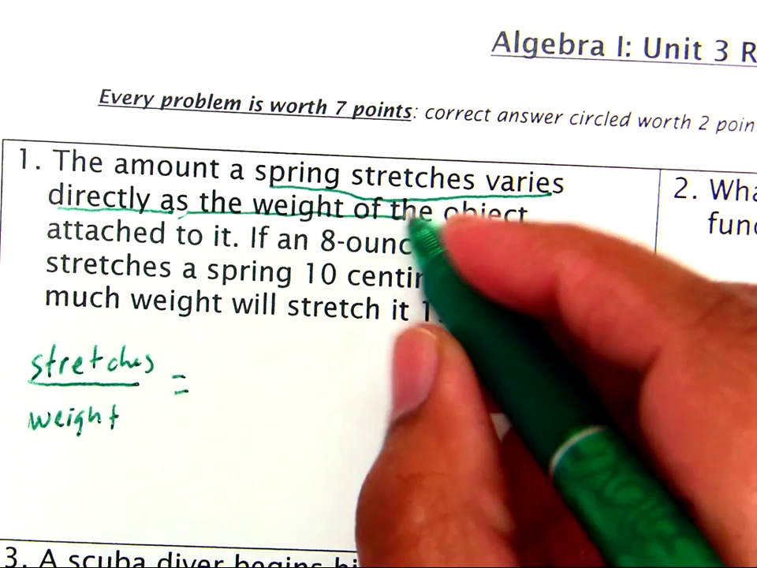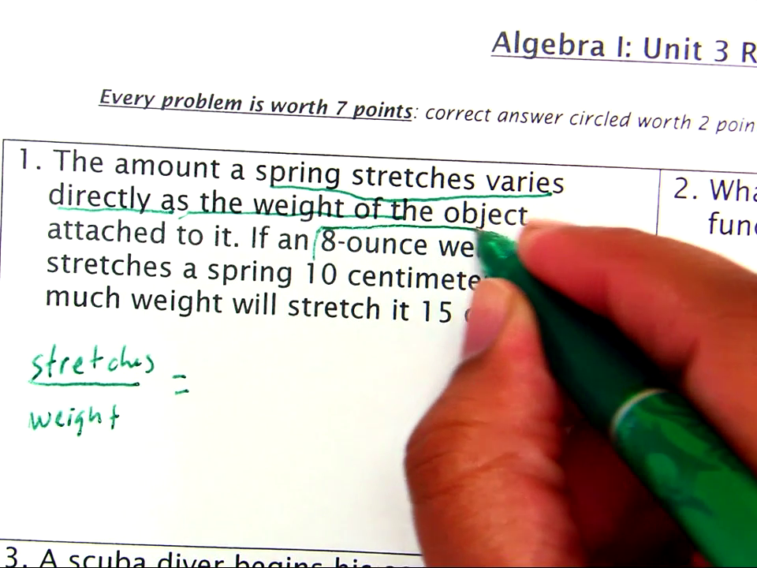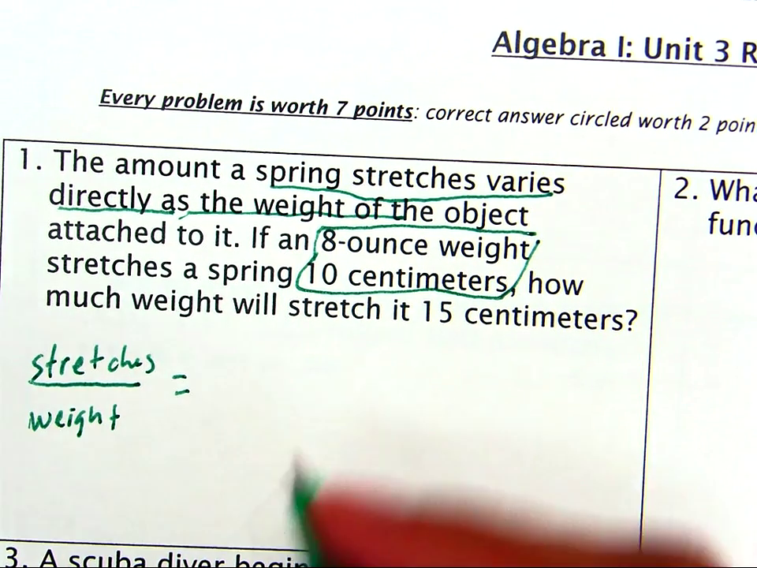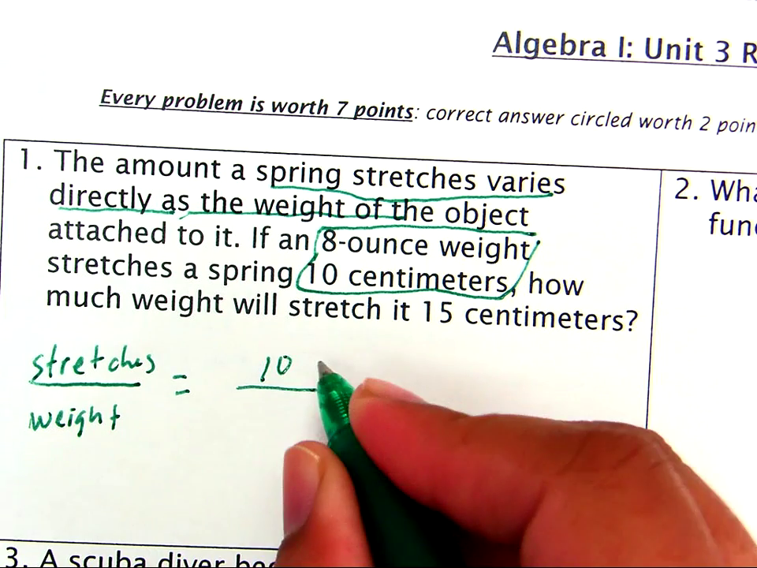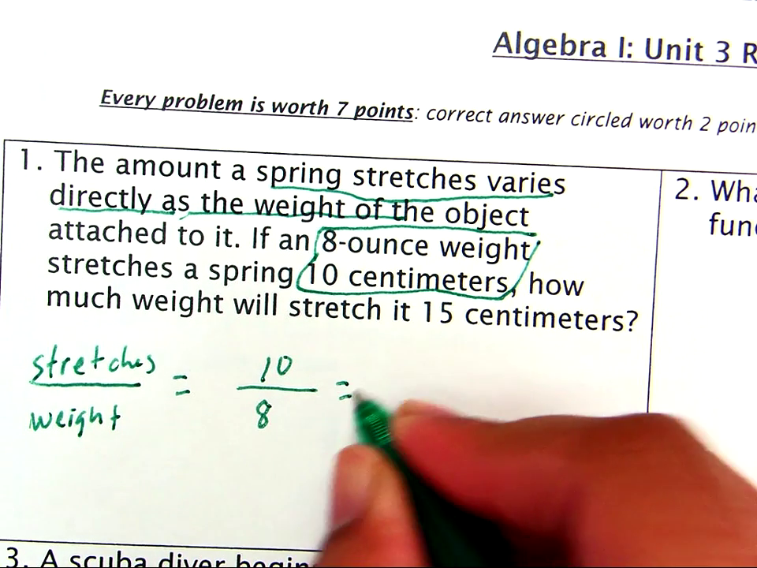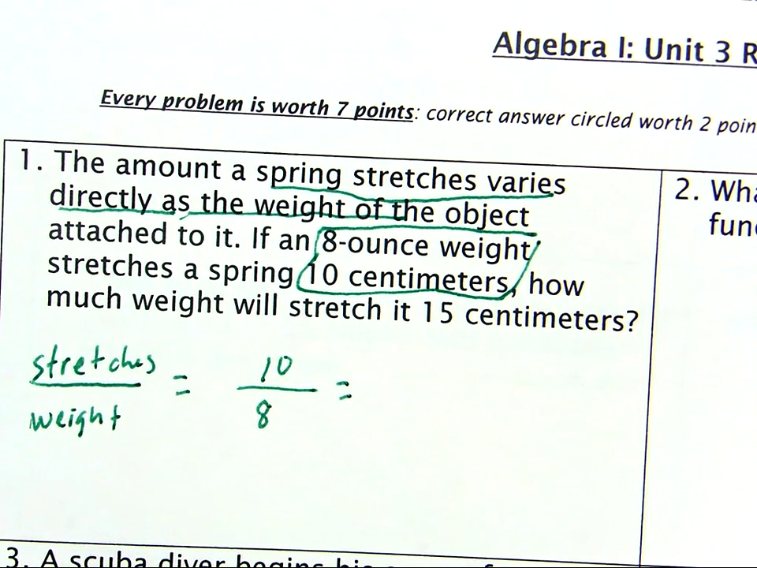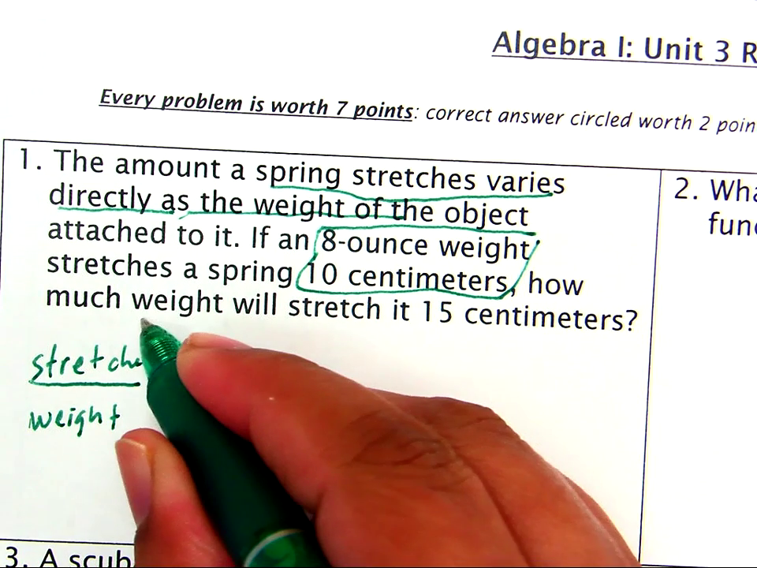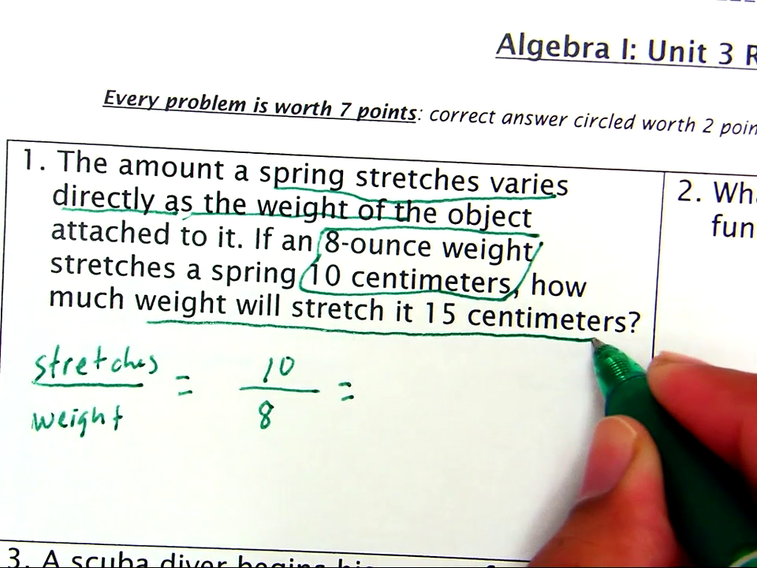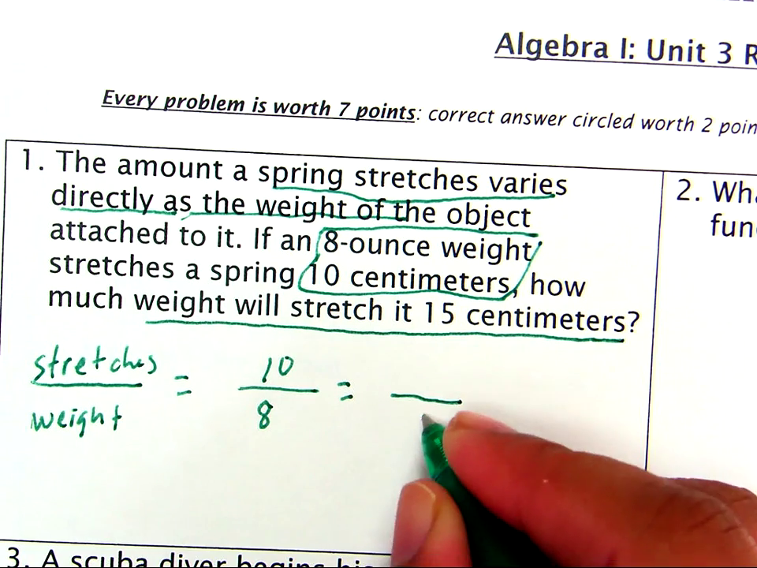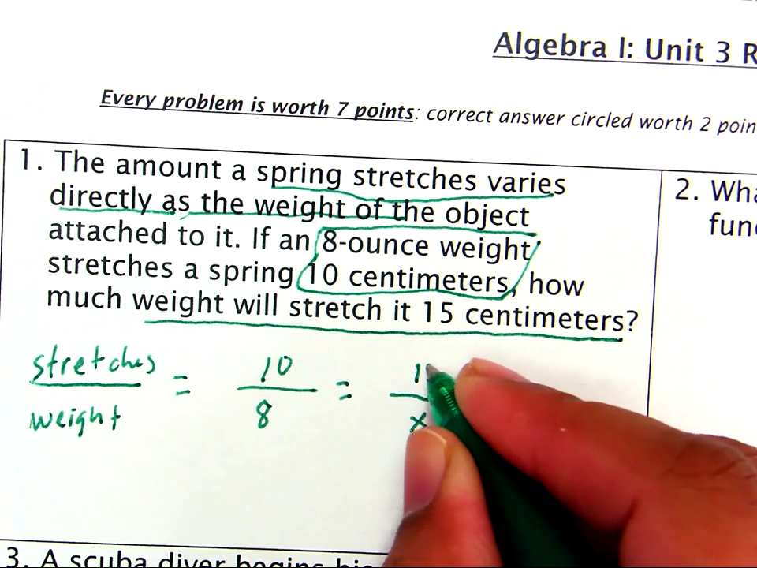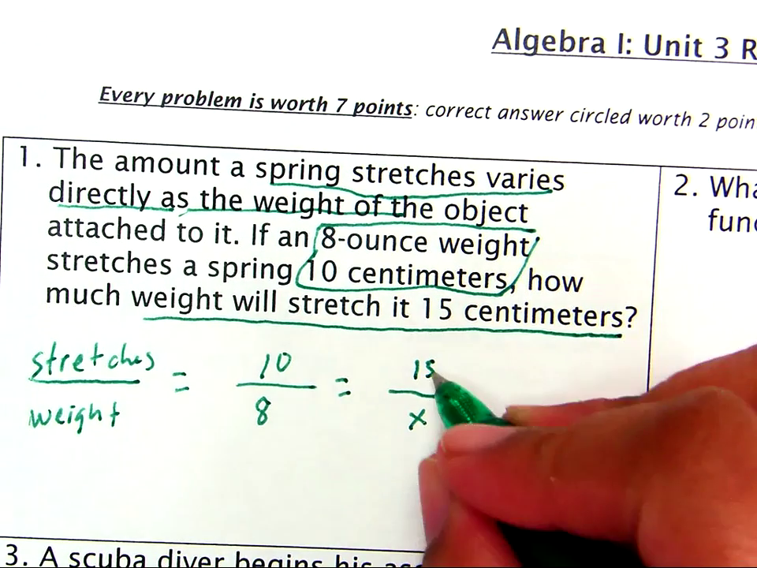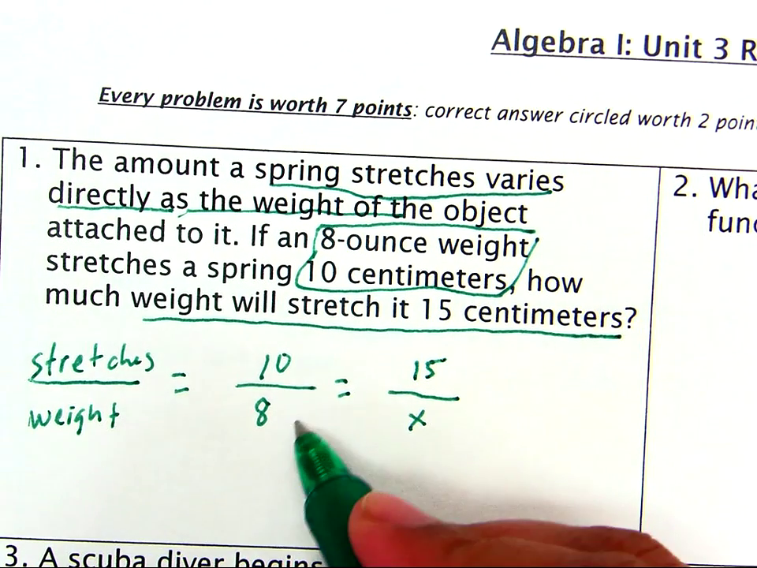And it tells you very specifically that 8 ounces stretches 10 centimeters. So 10 centimeters over 8 ounces. So now we want to know how much weight it'll take to stretch 15 centimeters. So our weight is unknown and our stretch is 15 centimeters. So we're going to do some cross multiplication.